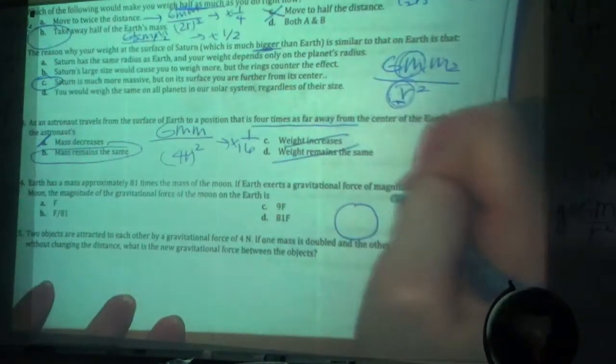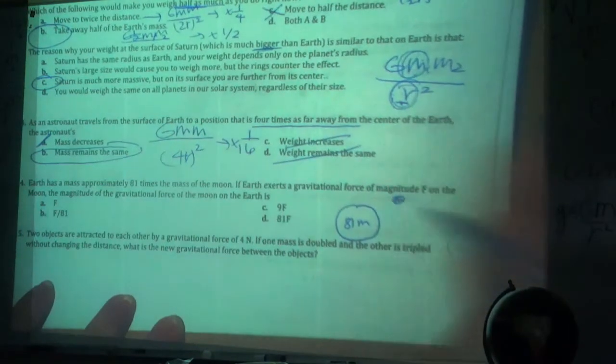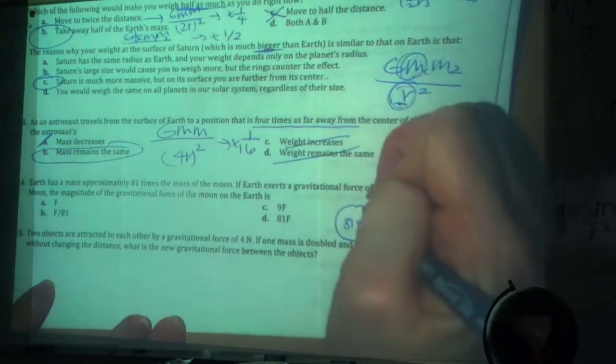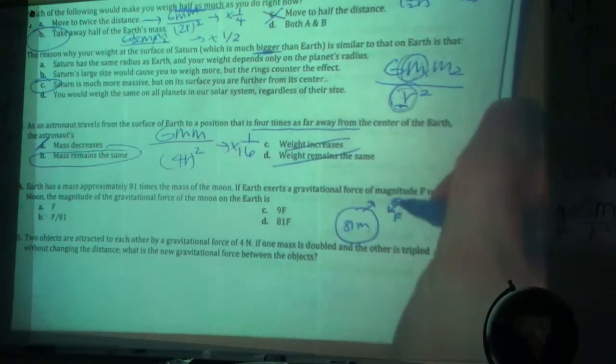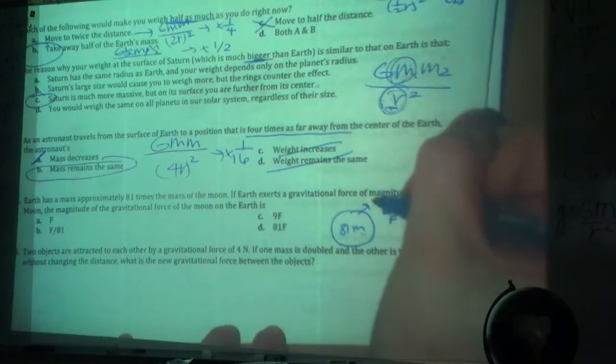The Earth has a mass that is 81 times the mass of the Moon. So this is like 81 m and this is m. And I'm saying if the Earth has a force F on the Moon, then what is the force of the Moon on the Earth? Well, we're talking about 2 objects, the gravitational force between them, so it's F.